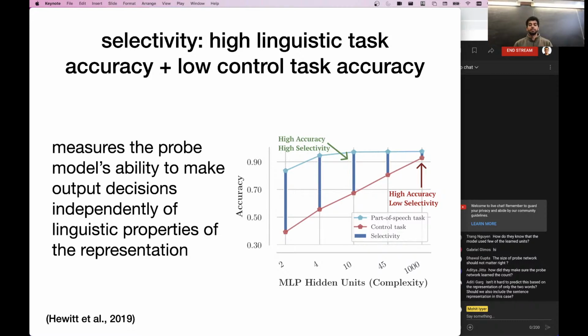So this indicates that the part of speech information is easier to access than this arbitrary mapping that you've devised as your control task. And so the difference between the performance of the probe task and the performance of the control task is known as the selectivity of the probe network. So when you are choosing which probe network to use, you want to choose one where the selectivity of the network is high. What that means is that performance on the probe task is good, performance on the control task is bad. So this is how you might want to choose the complexity of the probe task.